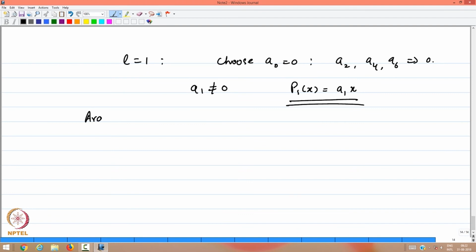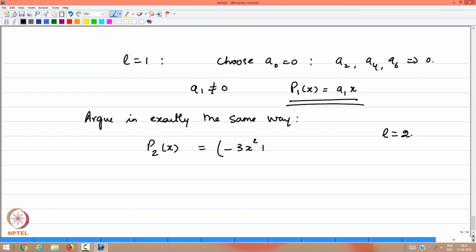Argue in exactly the same way to arrive at various possible solutions, and without any further explanation, I can write the p 2 of x where L is chosen to be 2. The p 2 of x will have this formula, namely minus 3 x square plus 1. So, this is a naught, minus 3 is a 2. A 1s, a 3s are all chosen to be 0. Okay. If a 1s are not chosen to be 0, but the even ones are chosen 0, then you have the odd polynomials and the even polynomials.